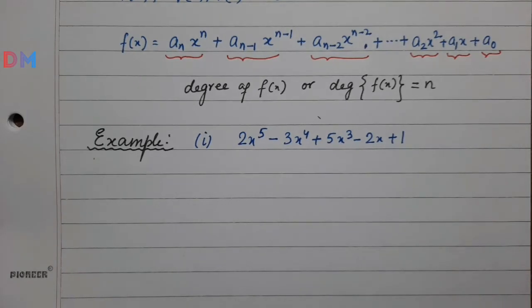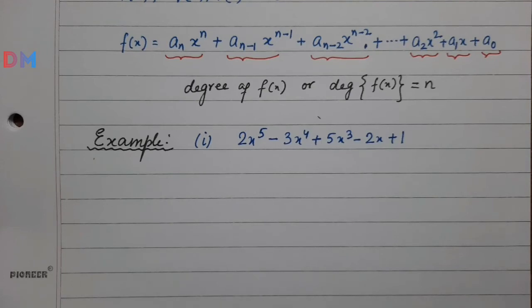But wait, where is the term x square? Has it vanished, or is it there? If it is there, then what is the coefficient of x square? The answer is, the coefficient of x square is 0. If you multiply 0 with anything, it will give 0. So that is why the term x square is not there. Hence we can say here, since the term x square is not there, the coefficient of x square is 0.